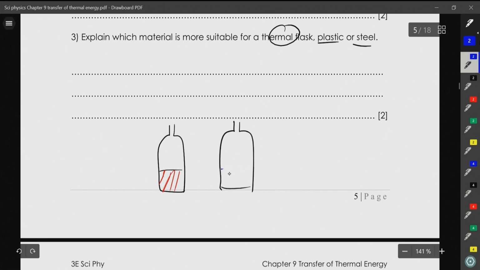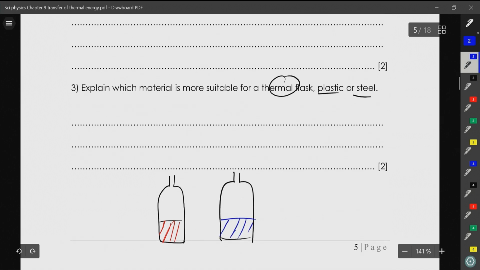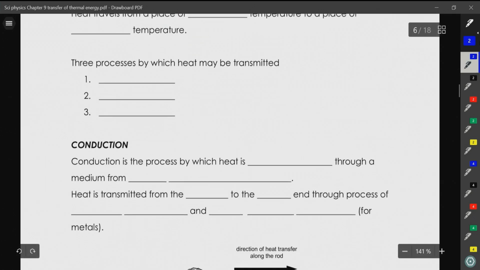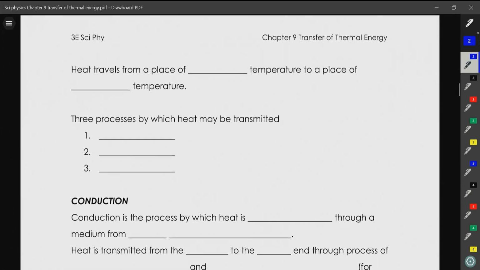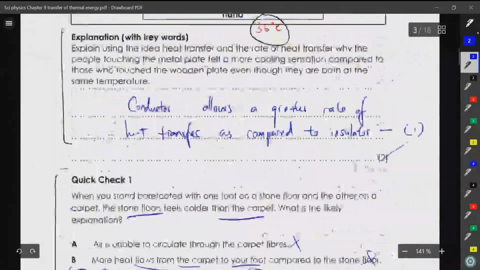Now which of the materials here gives me a slow rate of heat transfer? It has to be the insulator. So plastic is good, but most of the time you don't use plastic for a thermal flask because if it keeps a hot drink, the plastic will actually start to melt, and this is harmful for consumption. Later on we'll talk about the thermal flask towards the end of the chapter. So that's on conductor and insulator.